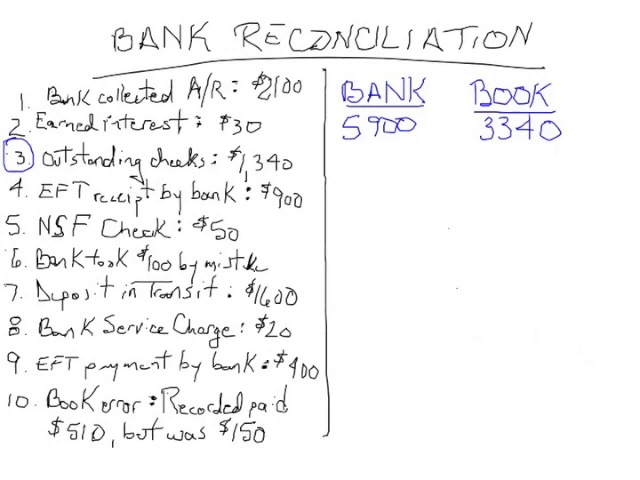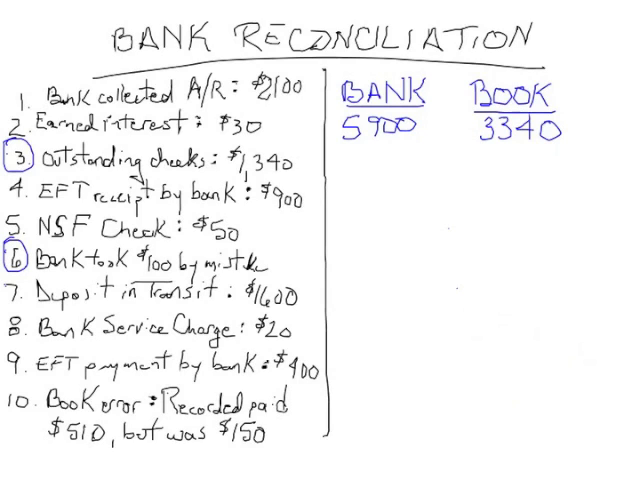Number 6, the bank took $100 by mistake. What that means is that some other company, not ours, wrote a check and they took it out of our account instead of that other company's account. That would be a pure error, and that's a bank adjustment.